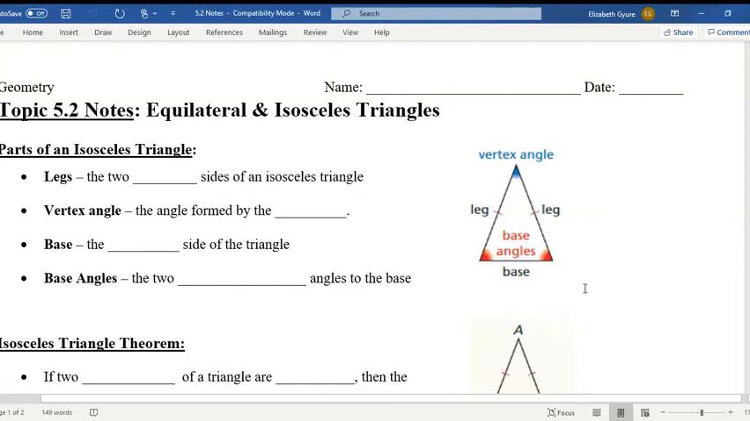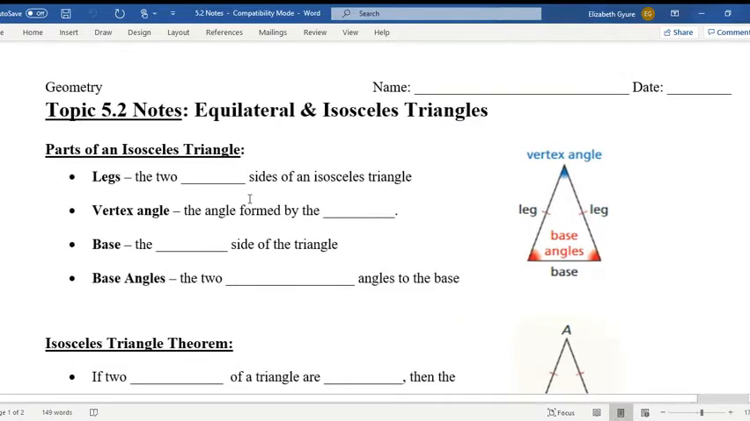Perfect. All right, 5-2, equilateral and isosceles triangles. No proofs yet, guys, but soon. Topic 5-2, equilateral and isosceles triangles. A lot of this stuff we've actually already talked about. It's now just applying it in some different kinds of problems.